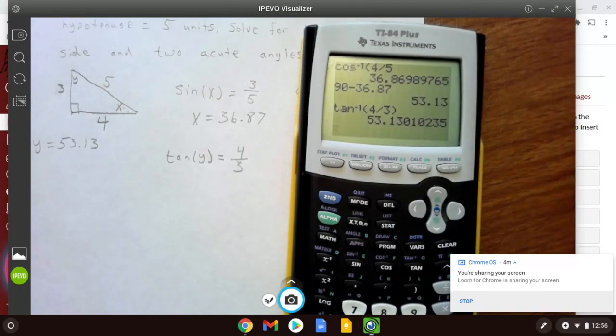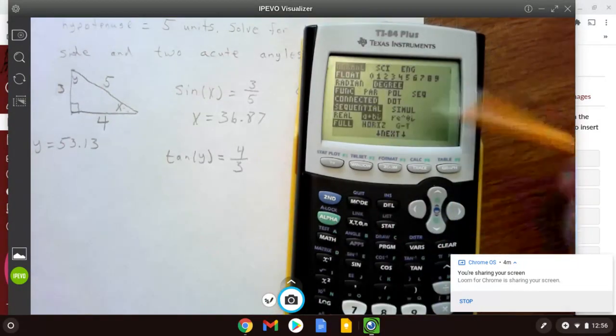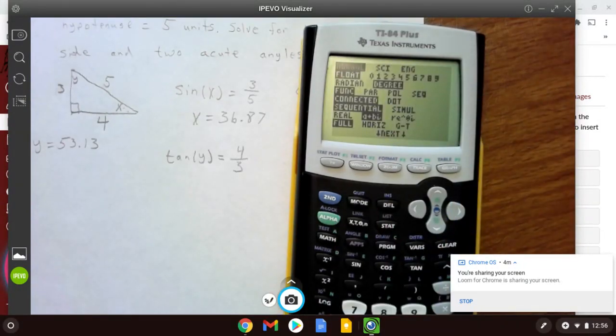Just want to make sure you remember your mode. Make sure you're in the right mode for what you're solving for. Degree mode this time. Radians do come up, but I'm not sure when we're going to get there.